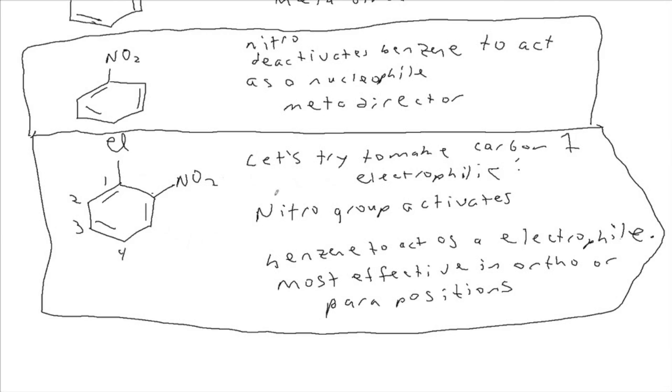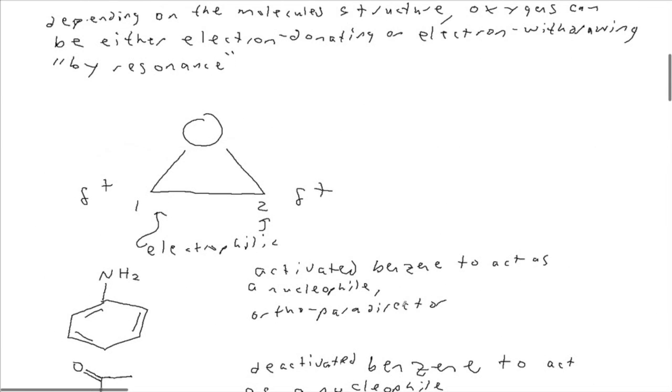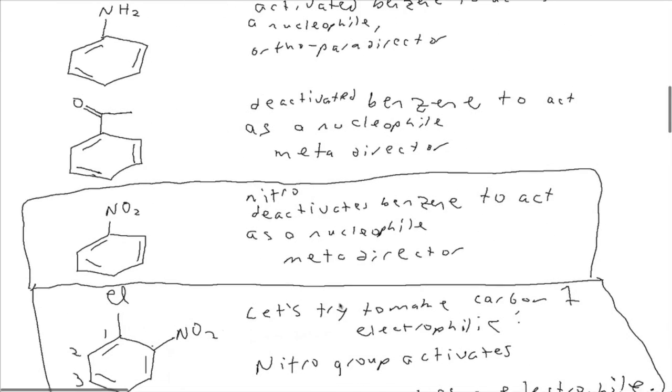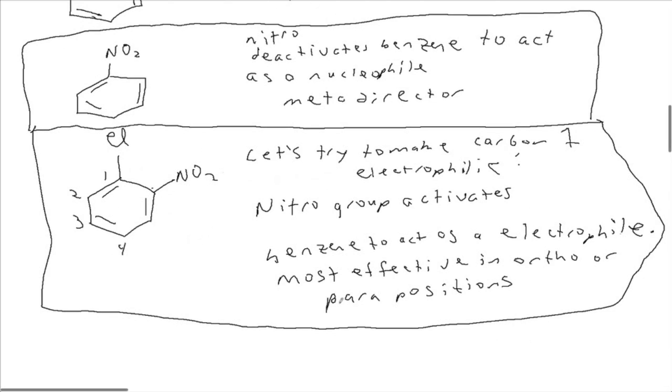Also, we can notice that ortho usually seems to go with para. And we can see why. Why does ortho usually fall in the same class as para? Because they tend to have the same resonance structures.